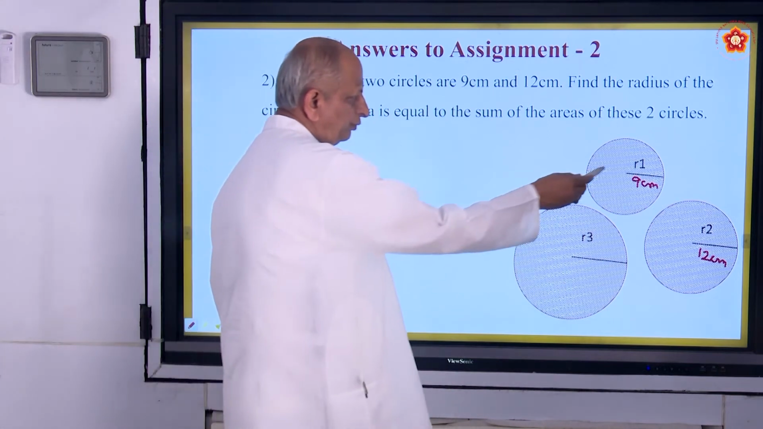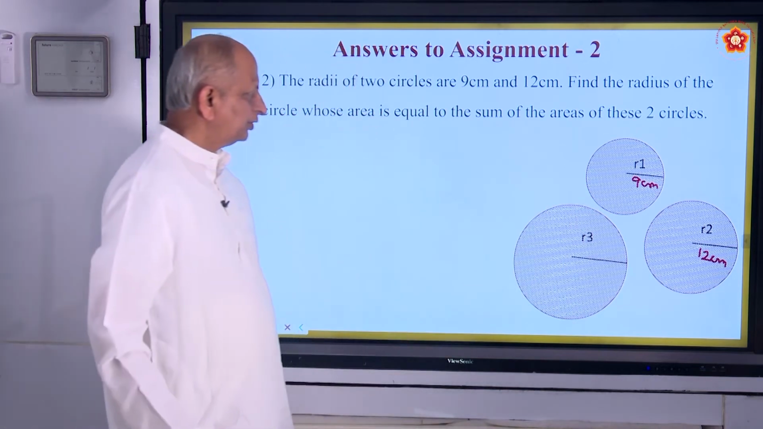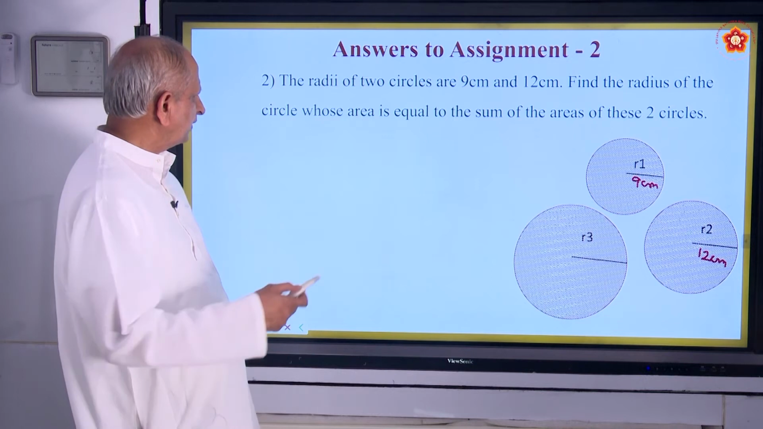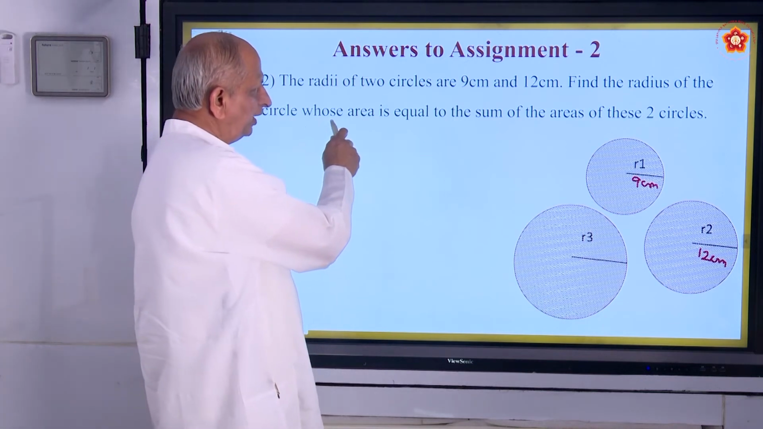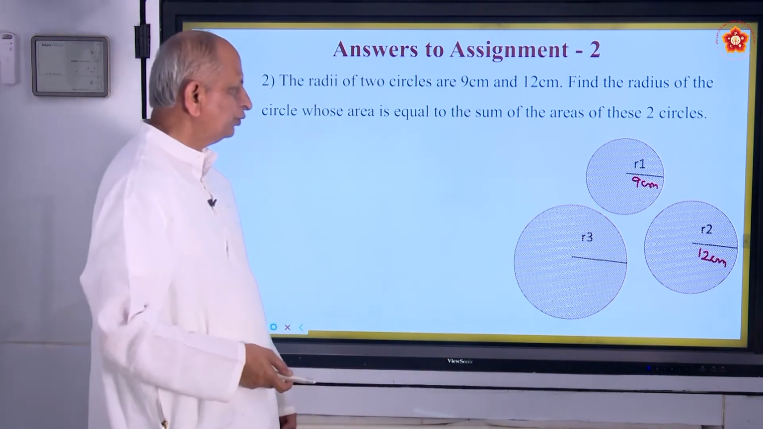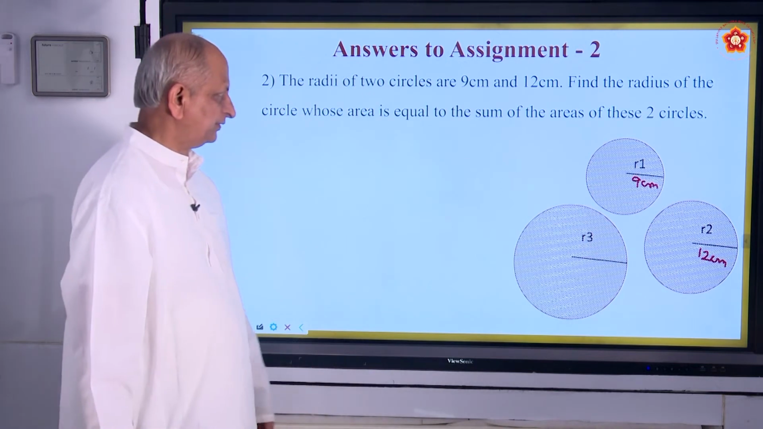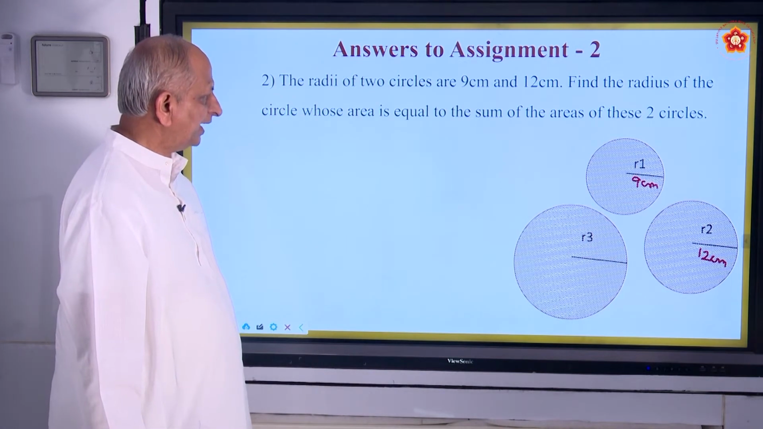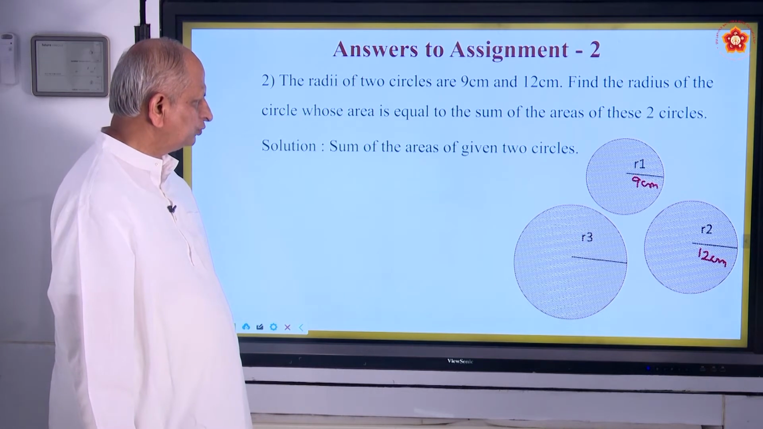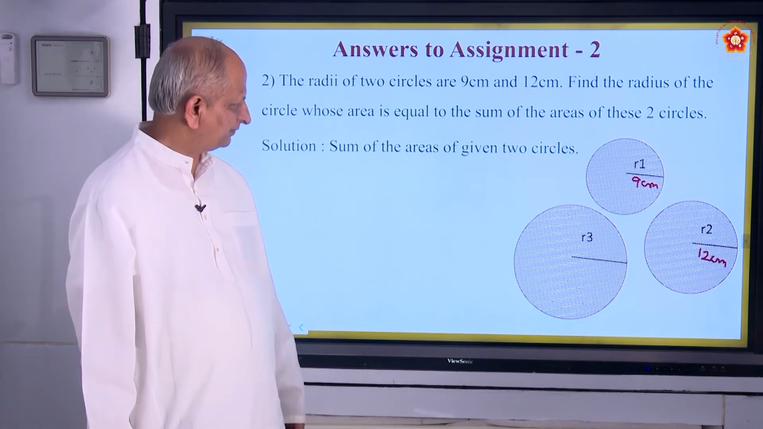That means, if you bring this side inside it, these two will be inside. So, you have to find out the radius of the bigger circle whose area is equal to the sum of the areas of the 2 circles. So, you have to find the radius R3. Okay. So, first what you must do, sum of the areas of 2 given circles.